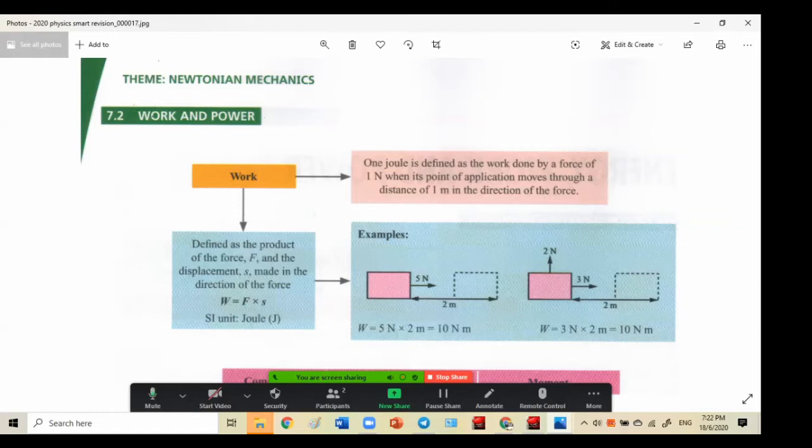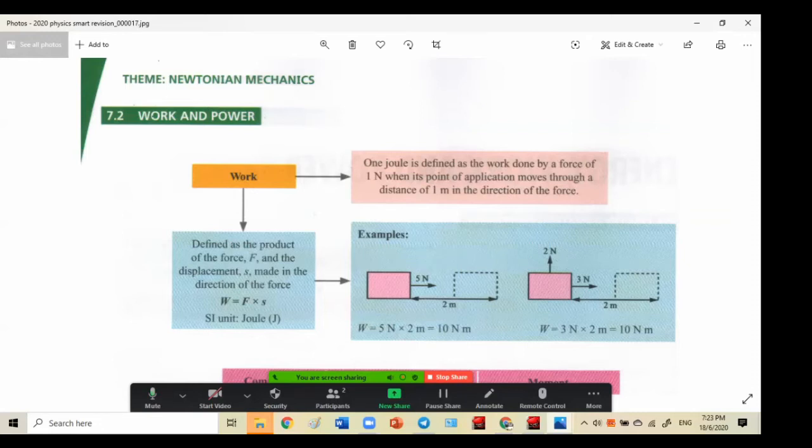So how many joules you use is how many newtons times meters. That means force times distance. Force times distance is the work done. But the important thing is that it must move in the direction of the force. The displacement, the distance moved, must be in the direction of the force. Okay, I'll give you an example.